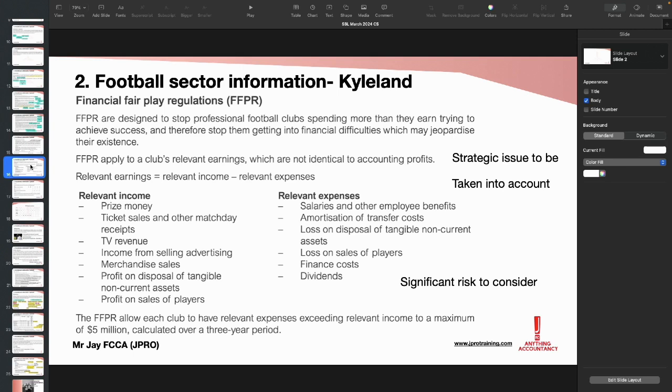Loss of disposal of tangible non-current asset, yes. Loss of sale of player, yes. Finance cost, dividend. So if you were to take this project, I'm going to tell you what I suspect might be the issues that come from financing this one. What's going to happen is you might get hit in the finance cost section or the dividend. The shareholders might want a higher dividend for contributing the money, or they take a loan.